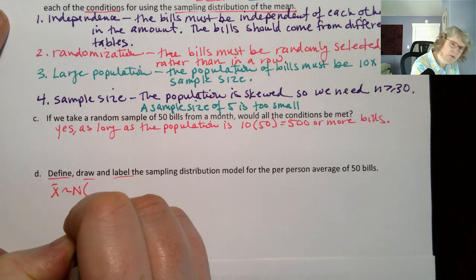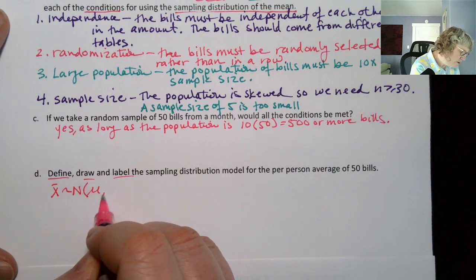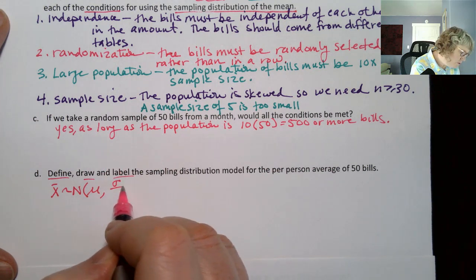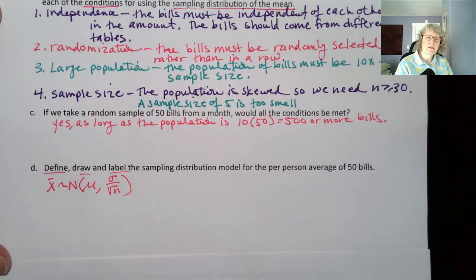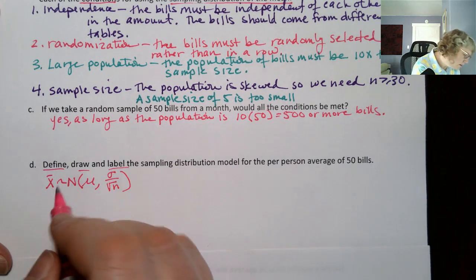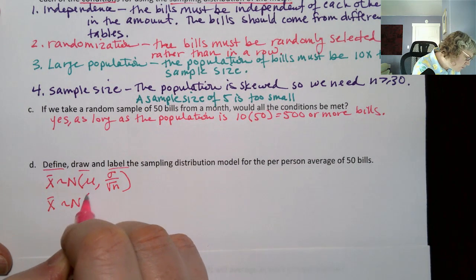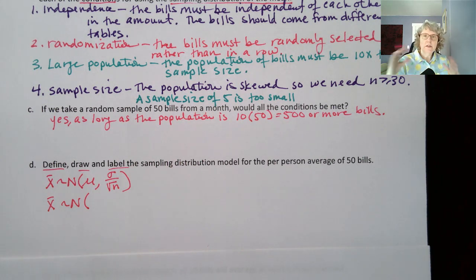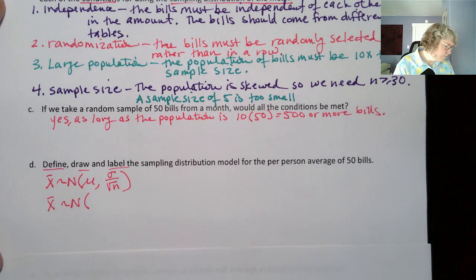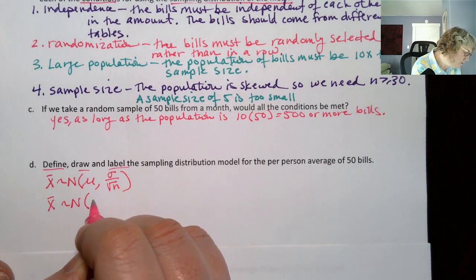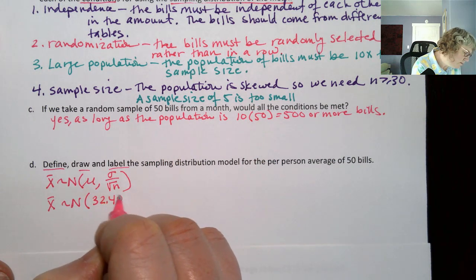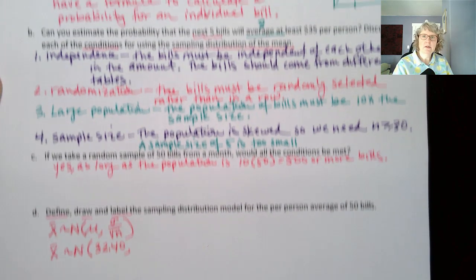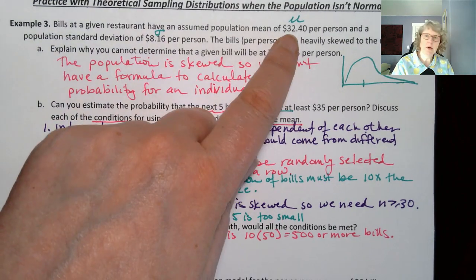X bar is distributed as normal with a mean of mu and a standard deviation of sigma over square root of n. Okay, now I can fill in my numbers. So X bar is normal. Remember, because we've met the conditions, so even though our population was skewed, we've met the conditions, so we do have a normal curve for our average of 50. And the mean will be the same as the population mean, even if it doesn't start normal. So 30 to 40, comma, I'll show you where I'm getting that from. That's from our original population mean.